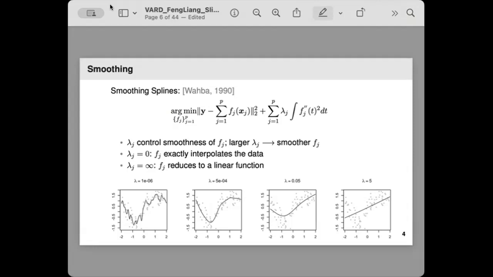When f is represented as a linear combination of basis functions, its second derivative is also a linear combination of some functions, basically the second derivative of those basis functions. As a result, this squared term turns out to be a quadratic term in terms of the coefficient vector. Those integrals would involve just the basis functions and can be pre-computed. So ultimately, we get a ridge type penalty on the beta.